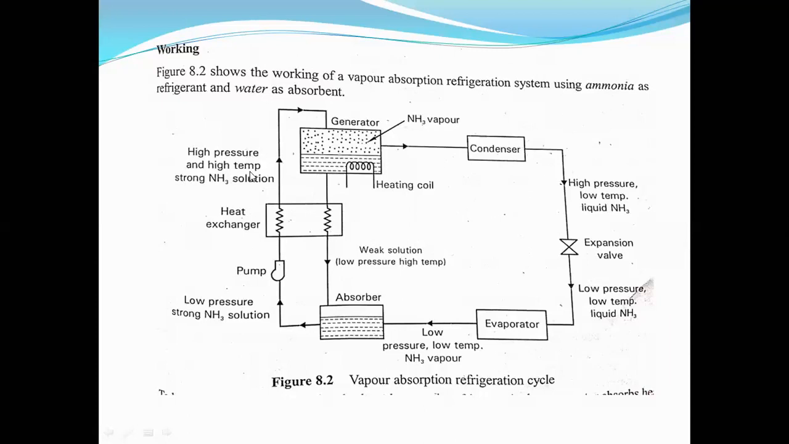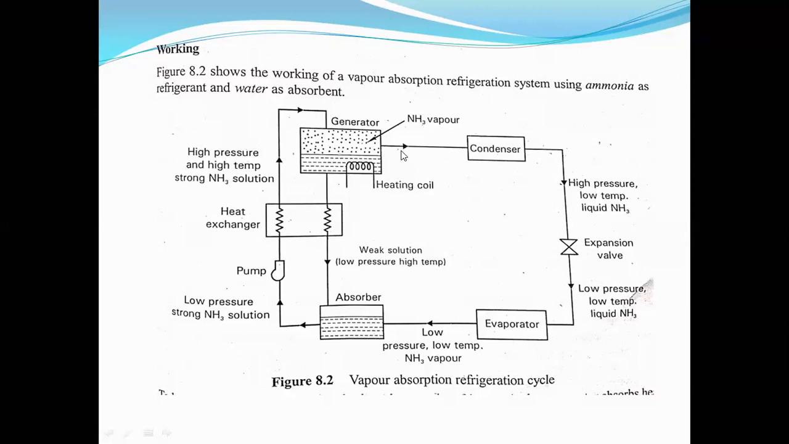When this high pressure, high temperature ammonia vapor from the generator enters into the condenser, it gives away the heat, thereby the temperature decreases. So what is the condition of ammonia after passing through the condenser? The pressure remains the same, but the temperature decreases. So we'll have high pressure, and instead of high temperature, we'll have low temperature liquid ammonia.